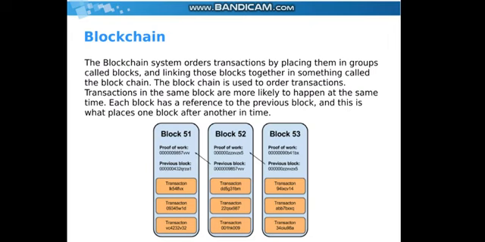Blockchain. A blockchain system orders transactions by placing them in groups called blocks and linking those blocks together in something called the blockchain. The blockchain is used to order transactions. Transactions in the same block are more likely to happen at the same time. Each block has a reference to the previous block, and this is what places one block after another in time.